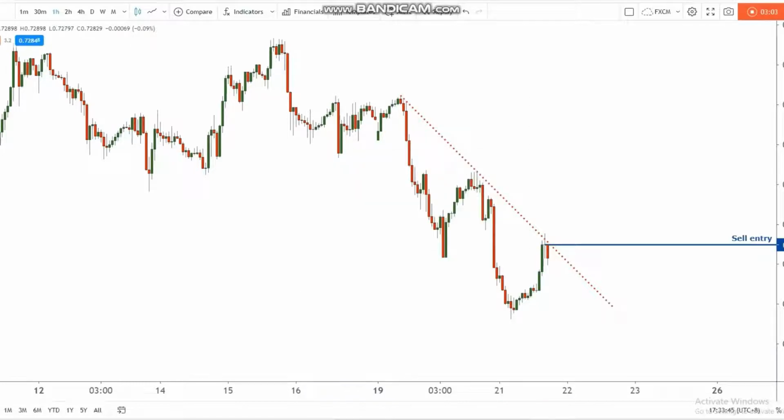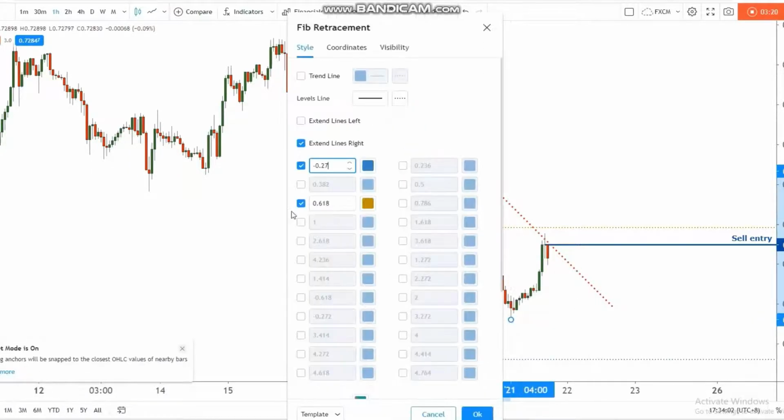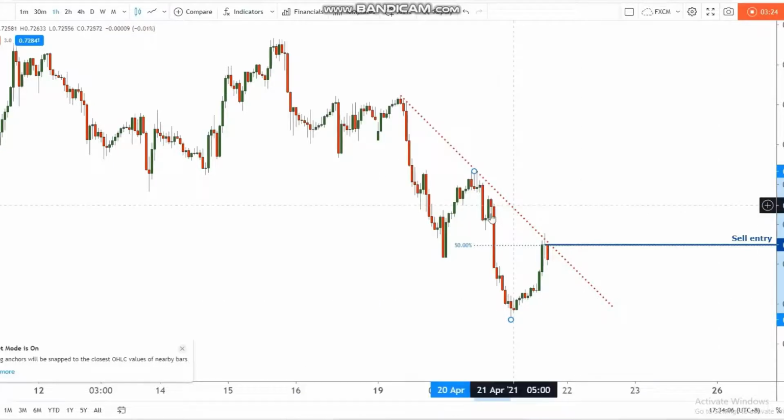For my sell entry, I can use Fibonacci levels to strengthen this level. The first level I can use is a Fibonacci retracement, which I'll take from high to low. So if I open up a retracement and click from high to low, let me just open my magnet and I open up the 50% level. You can see that the 50% level is directly at our sell entry.